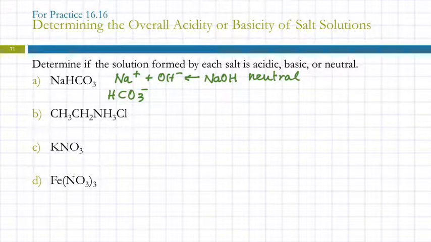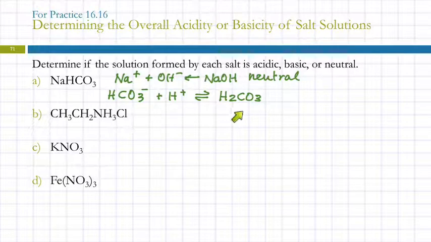HCO3 minus is the conjugate base of a weak acid. Yeah, it is. If we add a hydrogen to this, we get carbonic acid, H2CO3. It's a weak acid because it's not one of the 6 strong acids. So this is a weak acid. This is the conjugate base. It acts as a base, and this solution is going to be basic. Does that make sense? Any questions?